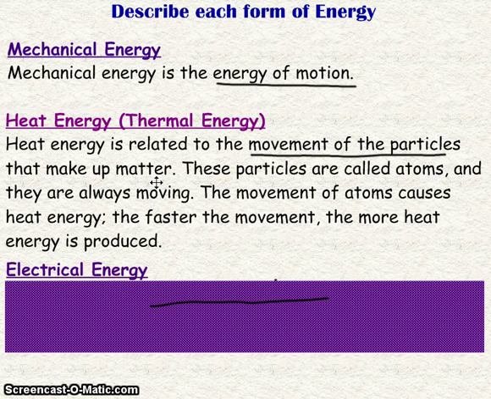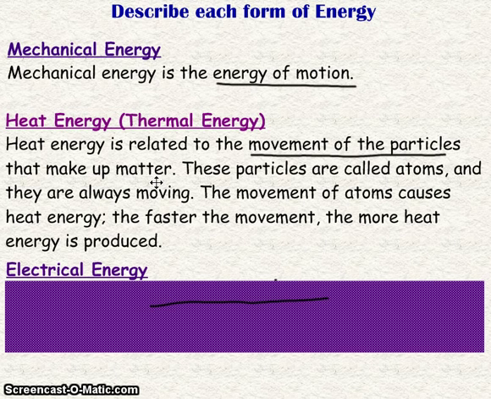So the same thing works when we talk about heat energy or thermal energy. Heat energy is related to the movement of particles that make up matter. These particles are called atoms, and they are always moving. The faster they are moving, the higher their heat energy. The slower they are moving, the lower their heat energy.